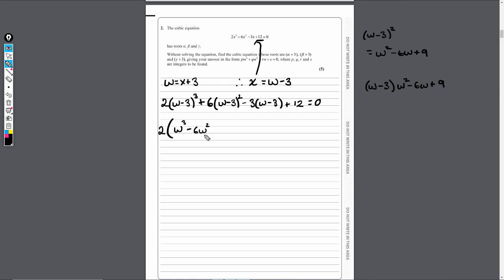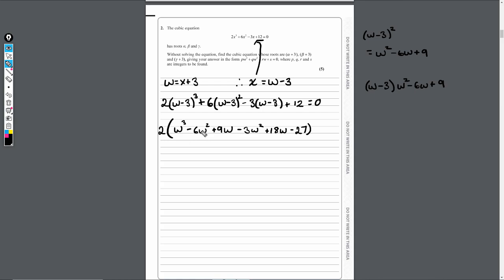W times 9, so that'll be plus 9w. Okay, so that's all good so far. I'm going to get minus 3 times w squared, so that'll be minus 3w squared. Minus 3 times minus 6w, so that'll be plus 18w. And then minus 3 times 9, that'll be minus 27.